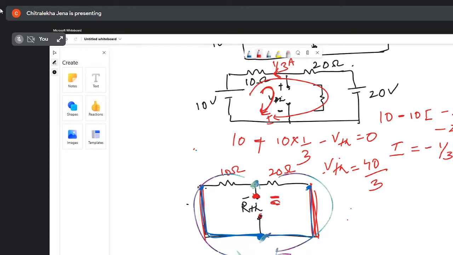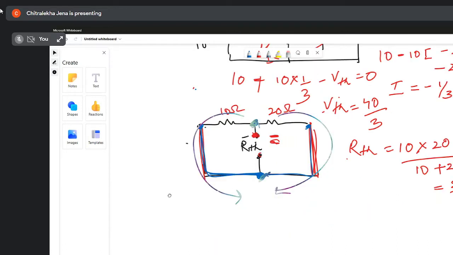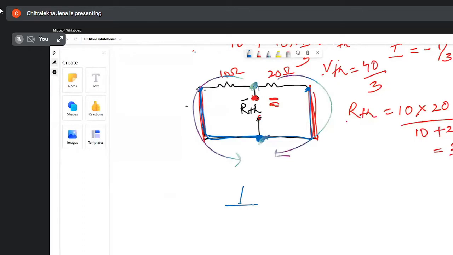So what will be our RThevenin? 10 multiplied with 20 divided by how much? 10 plus 20, 30. So this is 200 divided by 30. What is it? 20/3. So this is 20 divided by 3 ohm. Okay, got it all of you? Got it or not? Yes, ma'am. Got it. So now what you will do?